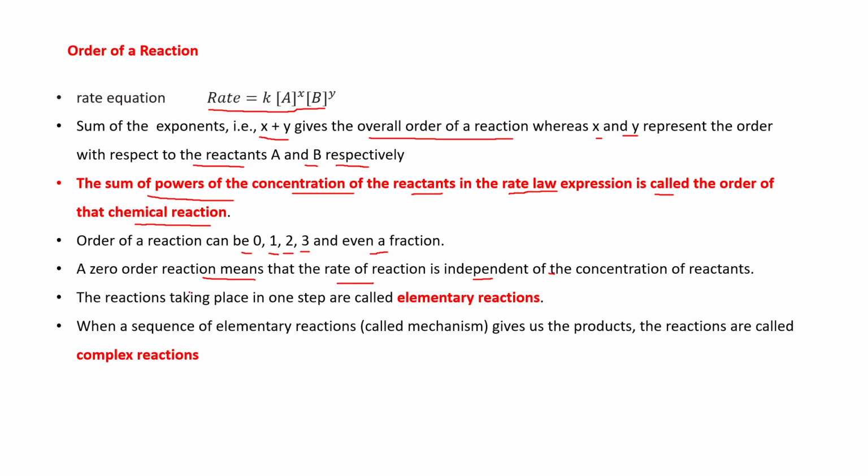The reactions taking place in one step are called elementary reactions. But there are some reactions which do not take place in a single step. They take place in more than one step. When you describe that sequence of elementary reactions, it is called the mechanism. A sequence of elementary reactions gives us the products. Such reactions are called complex reactions. Is it clear?